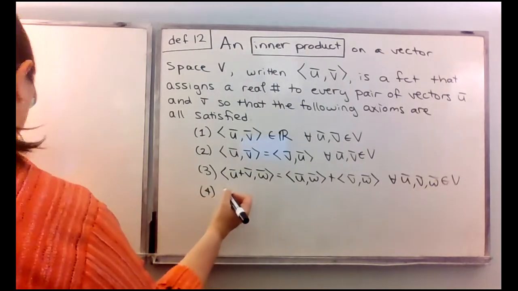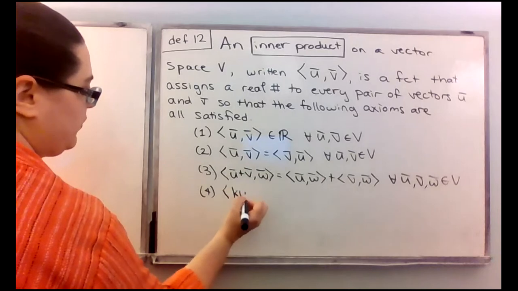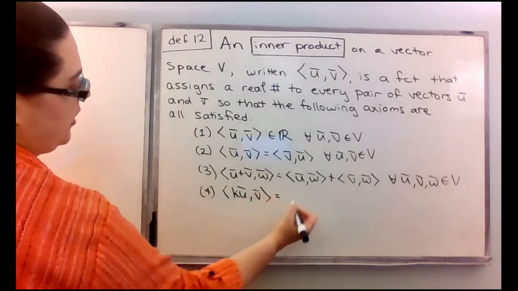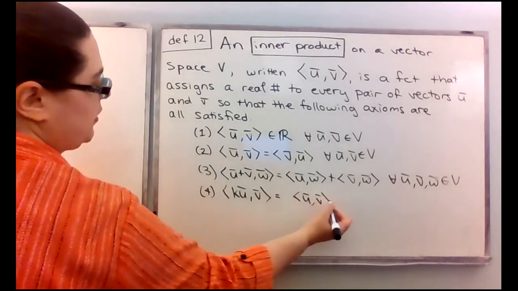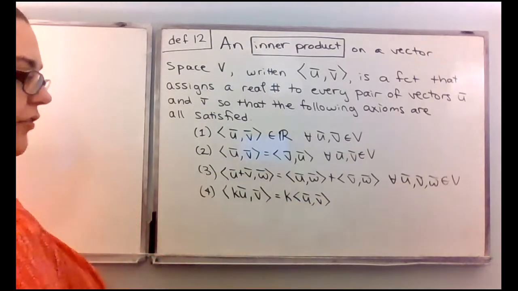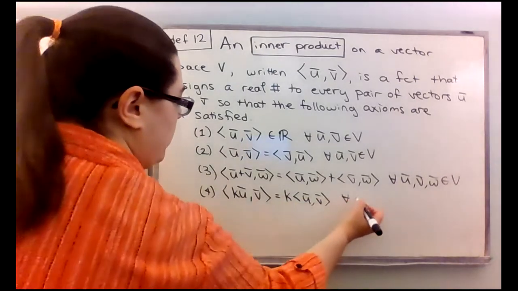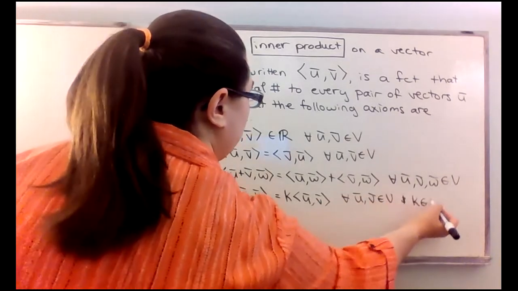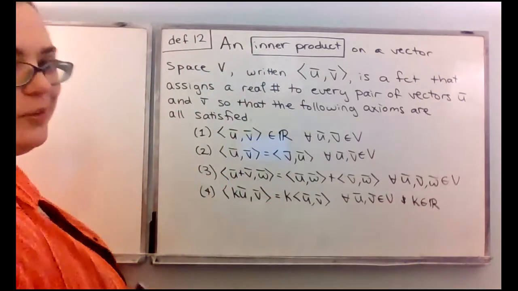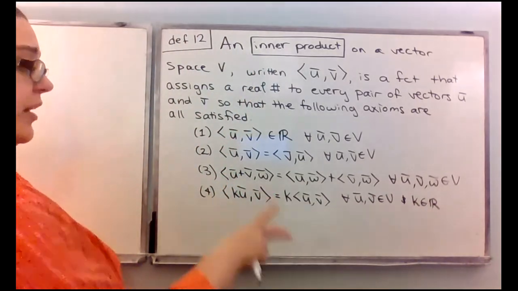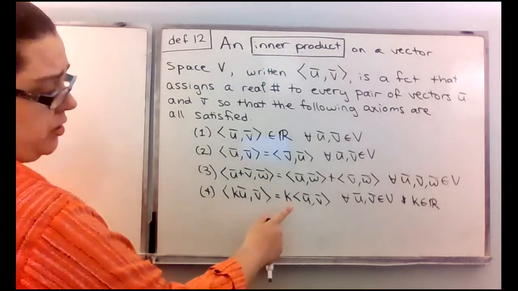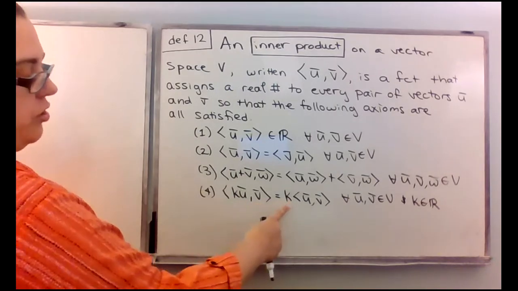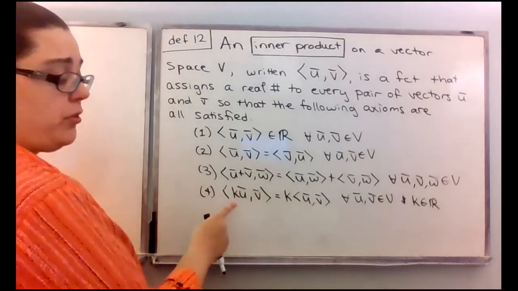If we have a scalar multiple of U and we take the inner product of that with V, that's the same as taking the inner product of just U and V and multiplying it by that scalar value. Once again, for all U and V in V, and for all K in R. One thing in particular to notice about this one, be careful, it's not like distribution. So notice that the K is applied only to the U, it doesn't get applied to the V. So you don't distribute the K to each of those, okay? It only goes to the first one.